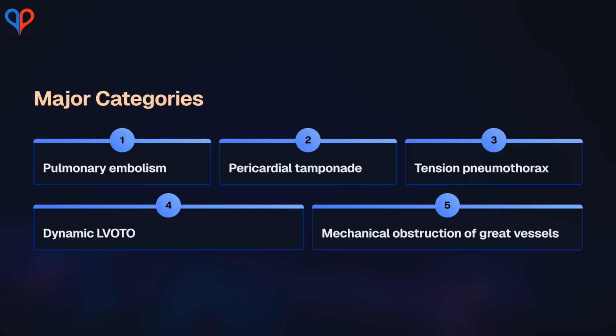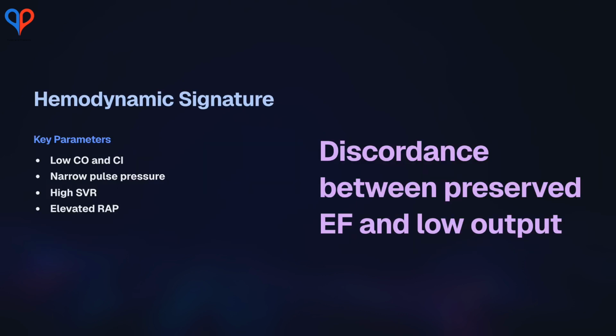The major forms of obstructive shock include pulmonary embolism, cardiac tamponade, tension pneumothorax, dynamic left ventricular outflow obstruction, and mechanical obstruction of the great vessels. Each has distinct physiologic patterns but converges on impaired forward flow. The hemodynamic profile includes low cardiac output, narrow pulse pressure, high systemic vascular resistance, and elevated right atrial pressure. EF may be normal, which makes obstructive shock easy to miss.